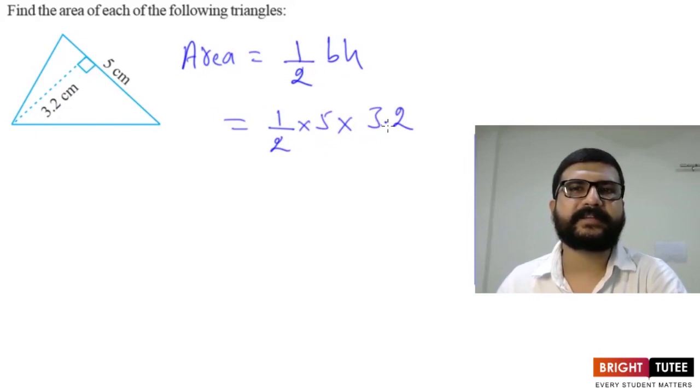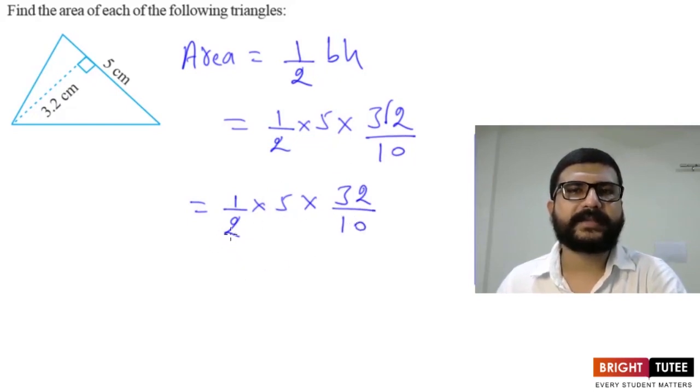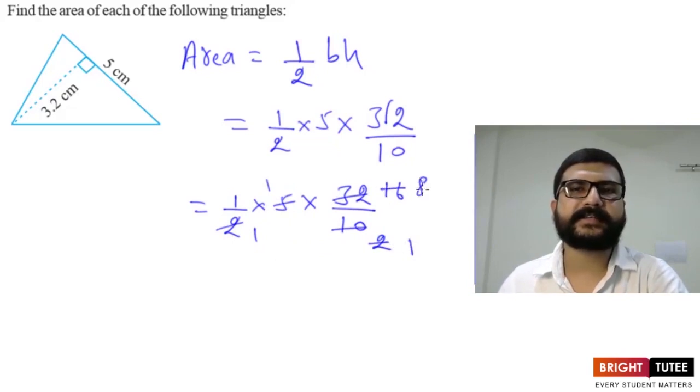Now we have to simplify this. We can remove this decimal from here and we can put 10 in the denominator. So this is nothing but half into 5 into 32 divided by 10. Now we can simplify this. 2 ones are 2. 2 into 16 gives us 32. Now 5 ones are 5, 5 twos are 10, 2 ones are 2 and 2 eights are 16. So everything is cancelled out. We are left with only one number, that is 8. So therefore area of the triangle is equal to 8 square centimeters.